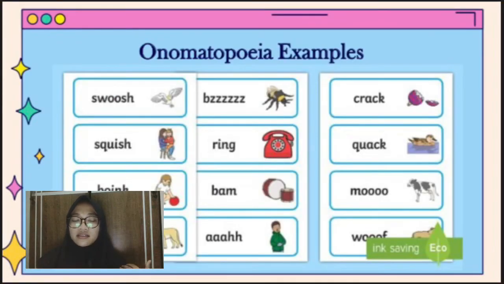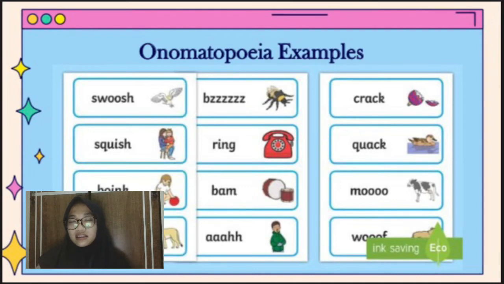And the next is examples. I have several examples. Look at the pictures and look at the slide. I have swoosh, bzz, crack, squish, ring, quack, boing boing, bam, moo, whoop. The last is whoop. So here are several examples of onomatopoeia.